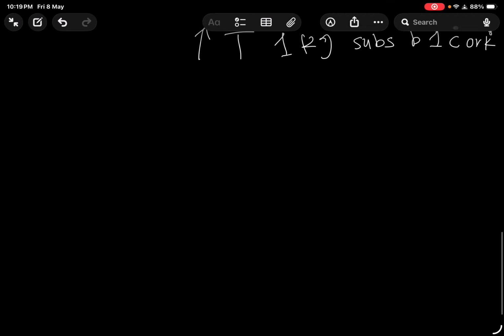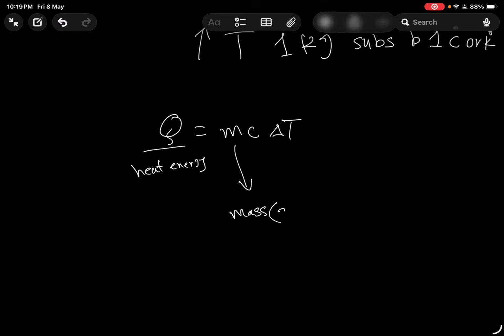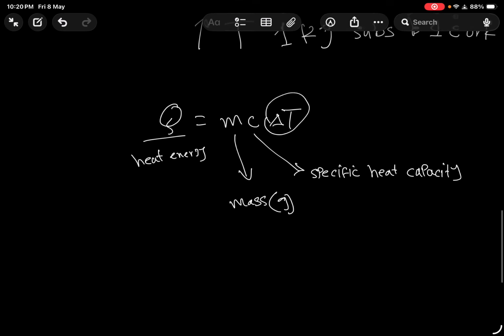The formula used for this is Q = mcΔT. Q is the heat energy. The heat energy is equal to the mass of the substance, m, measured in kilograms. And then c is the specific heat capacity, indeed, not the energy. And then ΔT is the change in temperature.